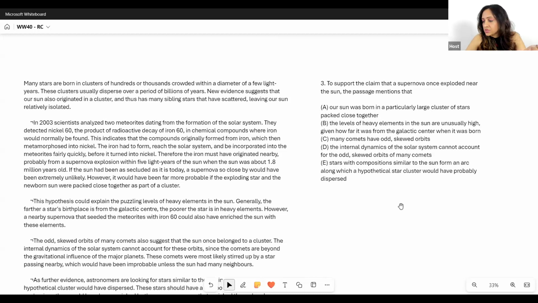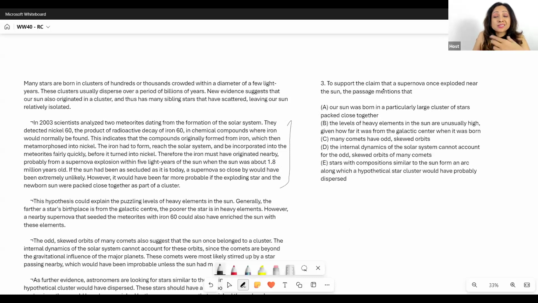Okay, let's take a look at the question now. To support the claim that a supernova once exploded near the sun, the passage mentions that. Okay, so supernova, it was mentioned in our passage too, right? We should know the structure of the passage, isn't it? So we said that over here it mentioned all that iron nickel thing, and then the supernova thing, and finally this cluster thing, right?